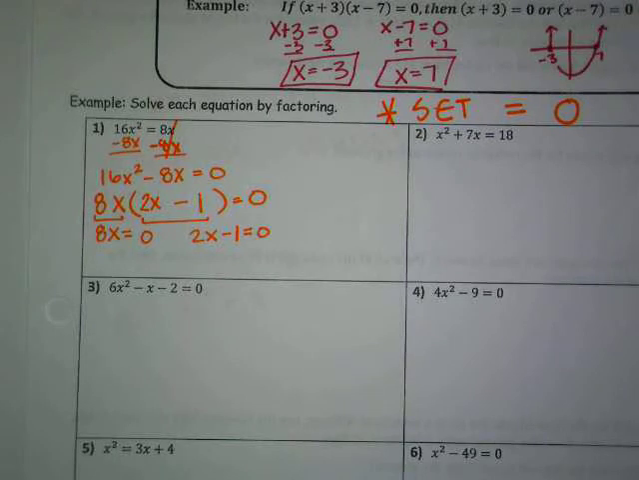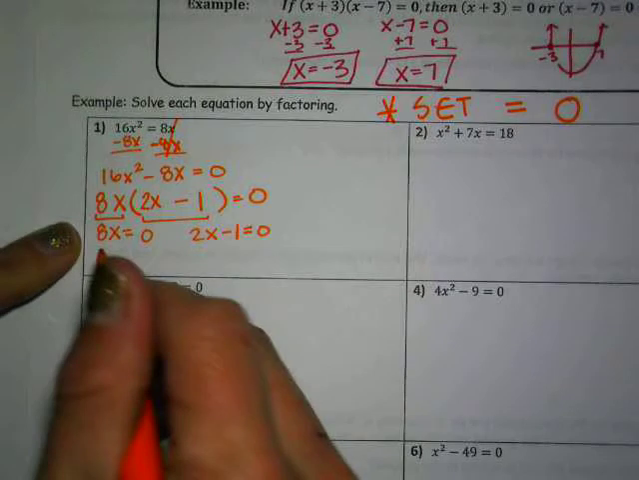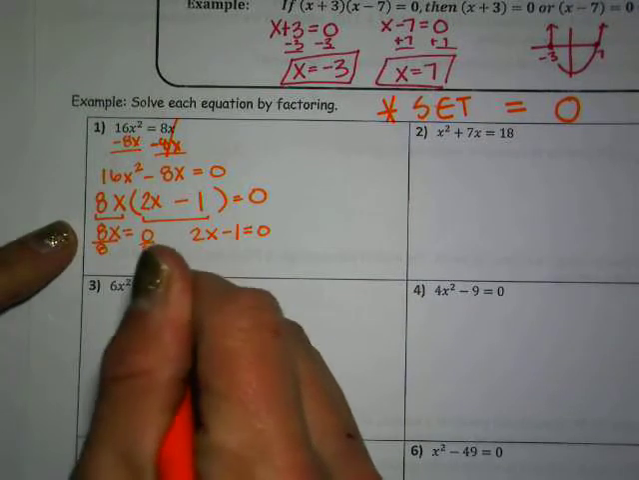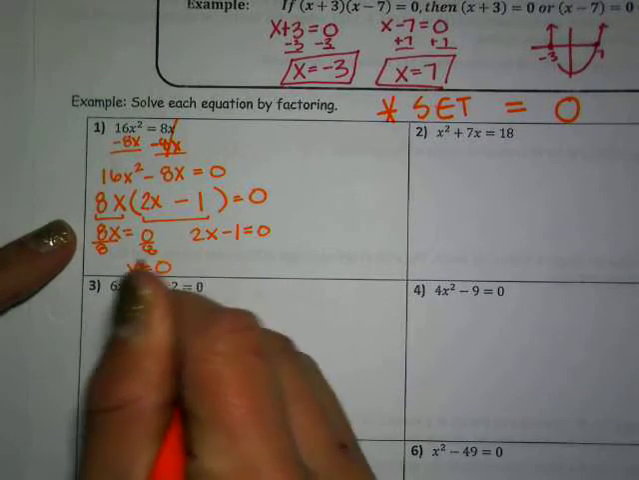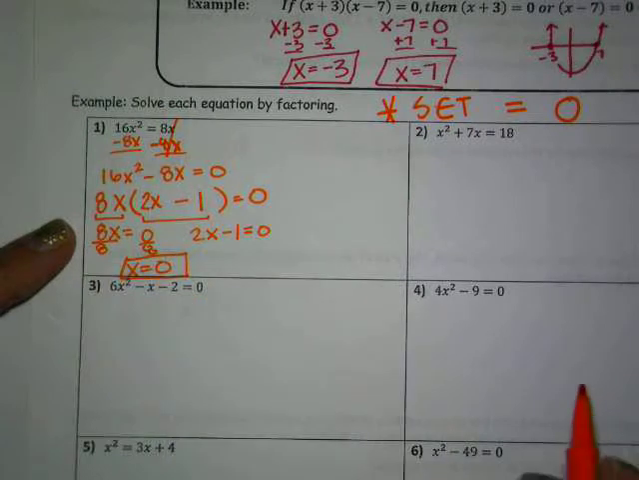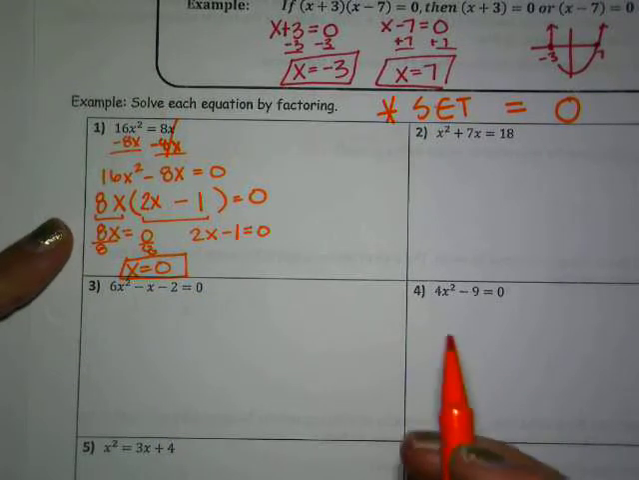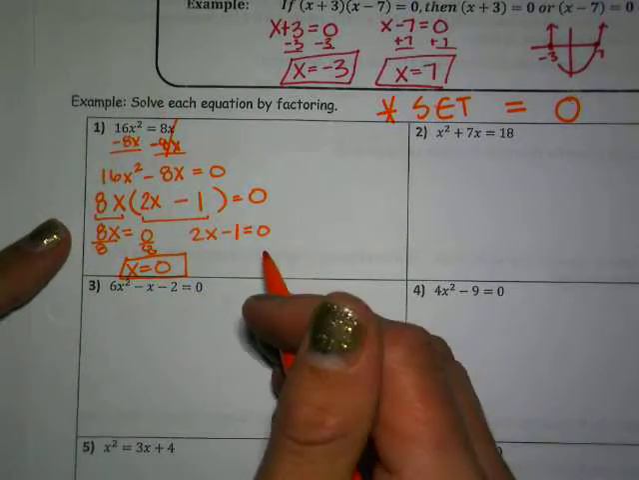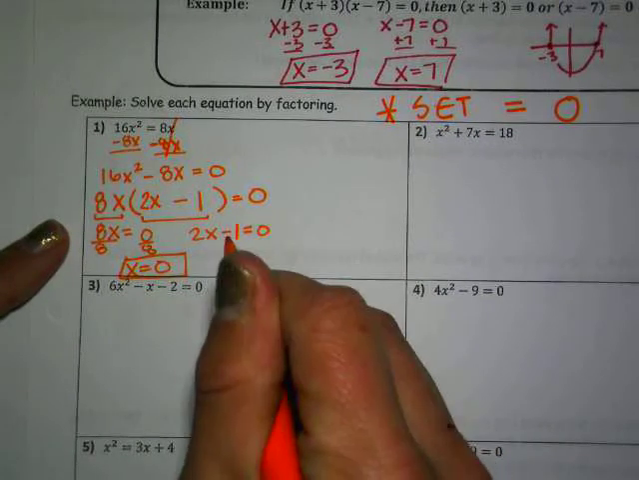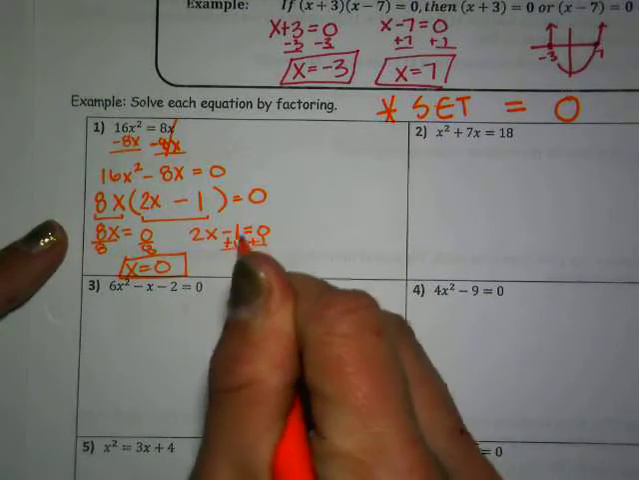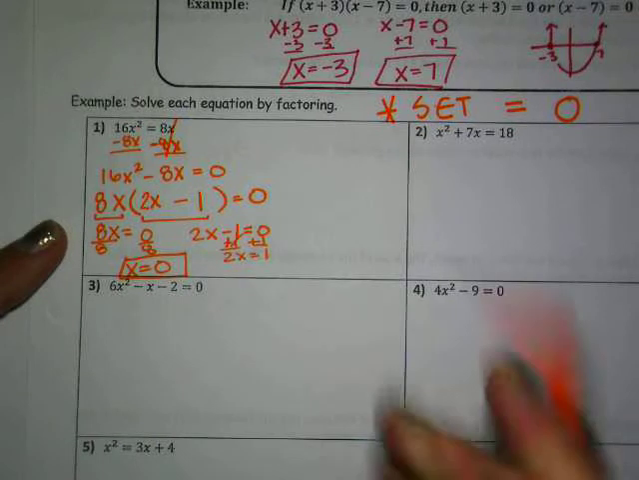X equals 0 then? Because you divide it by 8. Very good. So this one we can divide by 8, and so x equals 0 is one of my answers. And then coming over here to my other equation, how do I solve? Add 1. And then it's 2x equals 1, and then you divide by 2, so x equals 1/2. Very good.